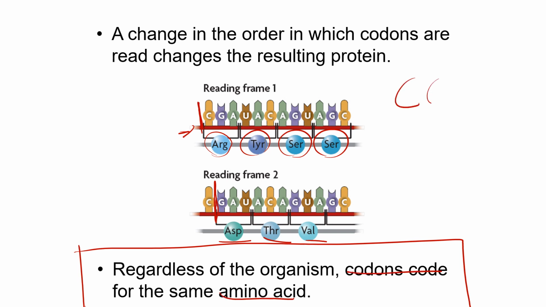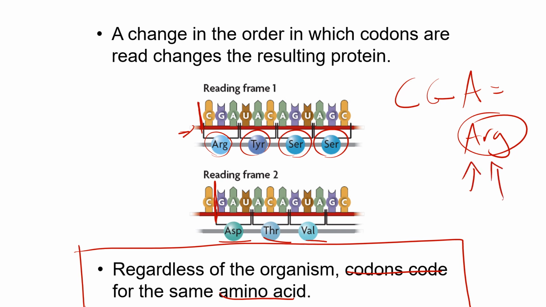So if CGA equals ARG, if it equals this protein in humans, it's going to equal this same protein in corn, the same protein in earthworms, the same protein in dinosaurs, the same protein in chimpanzees. It does not matter. So the codons always code for the same amino acid, right? It's kind of like translating from English to Spanish. One day, it's not just going to randomly change and this English word is going to equal a different Spanish word, right? They're always going to be the same.